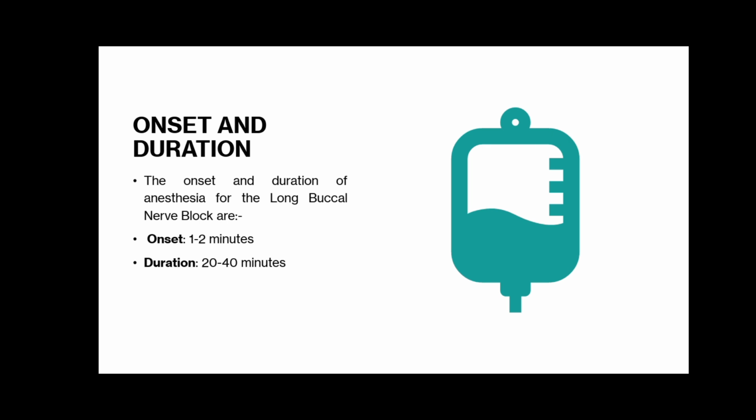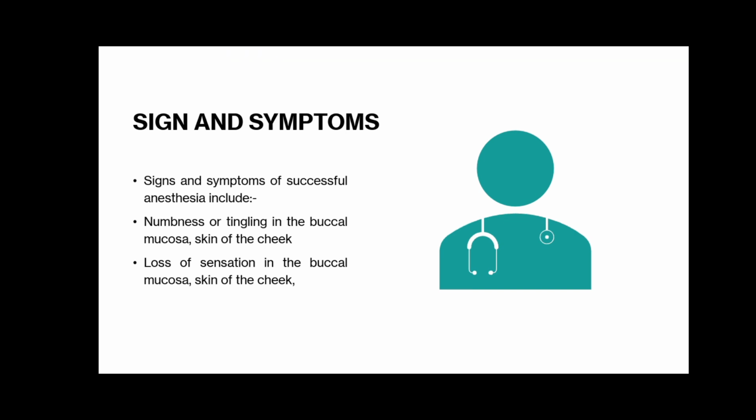The onset and duration of the local anesthesia for the long buccal nerve block: the onset is within 1 to 2 minutes and the duration is around 20 to 40 minutes of soft tissue anesthesia. Signs and symptoms of successful anesthesia include numbness or tingling in the buccal mucosa and skin of the cheek, and loss of sensation in the buccal mucosa and skin of the cheek.